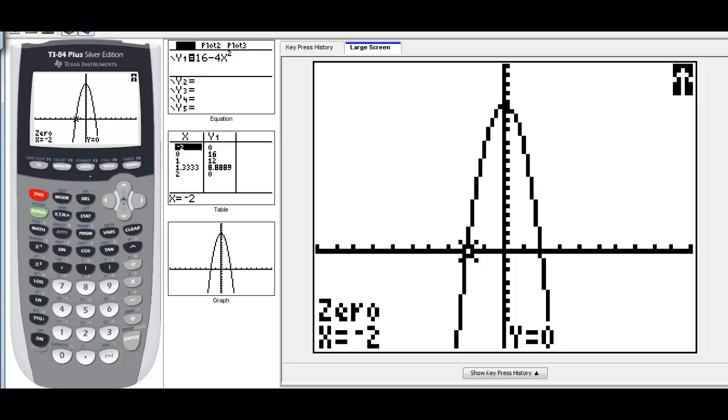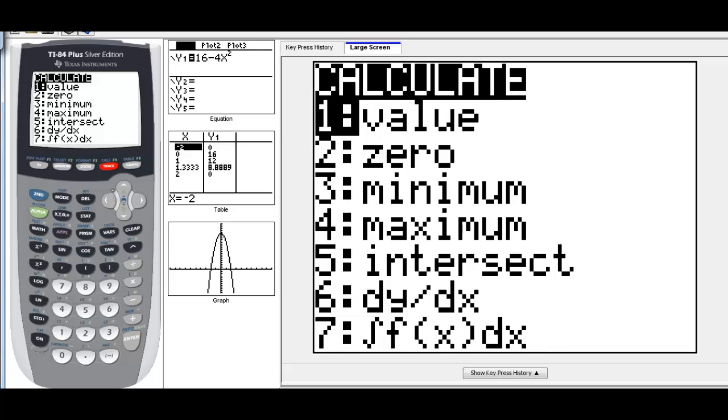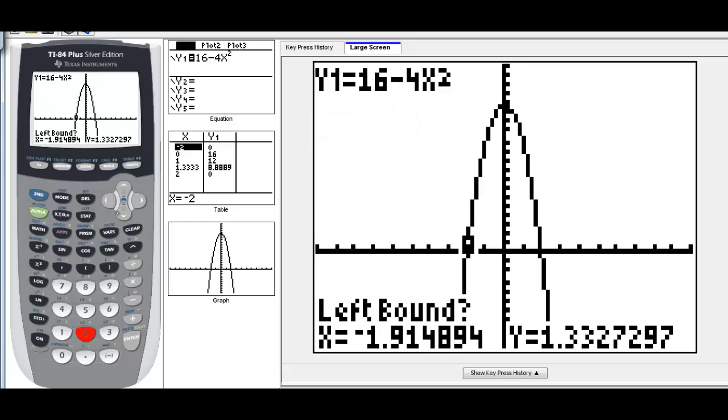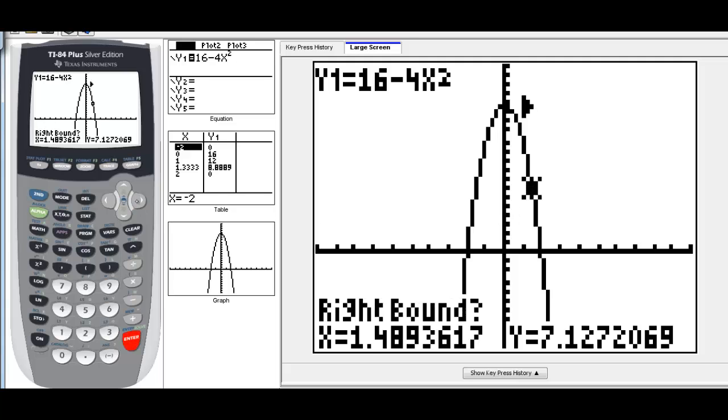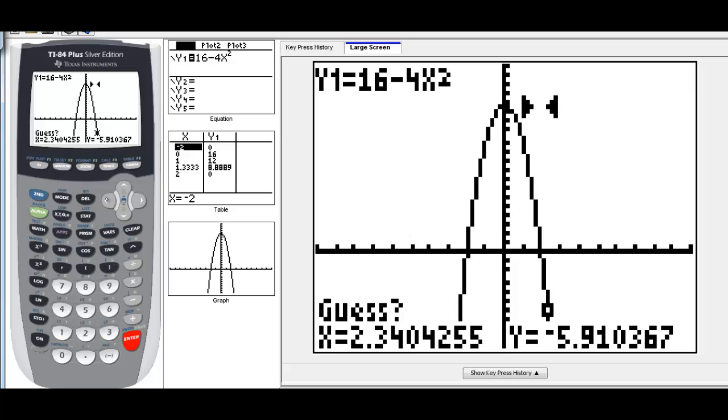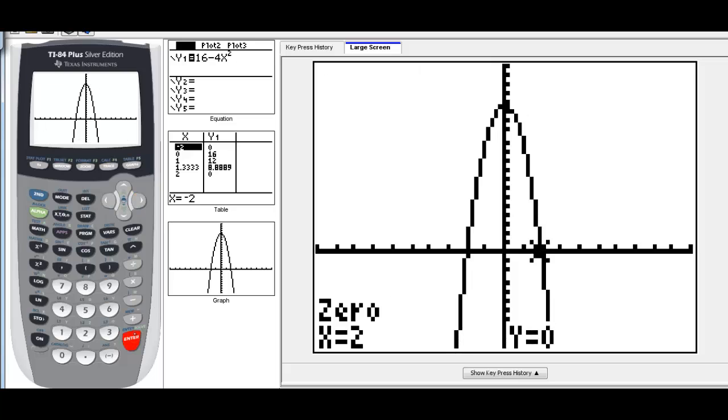And if you want to find the other one on the other side, you would go through the same steps. You would go second and calculate, and we want to do number 2, and now it says left bound, so you're going to move the cursor over here close to this point. Now we want to keep it to the left of it, so I'm going to stop here, hit enter. Now it says right bound, so we want to move to somewhere to the right of this point and hit enter, and then guess. We're simply going to move it close to where it crosses the x-axis and hit enter, and we get our x-intercept of 2. And if there's other places where it crosses, you would go through that same process.